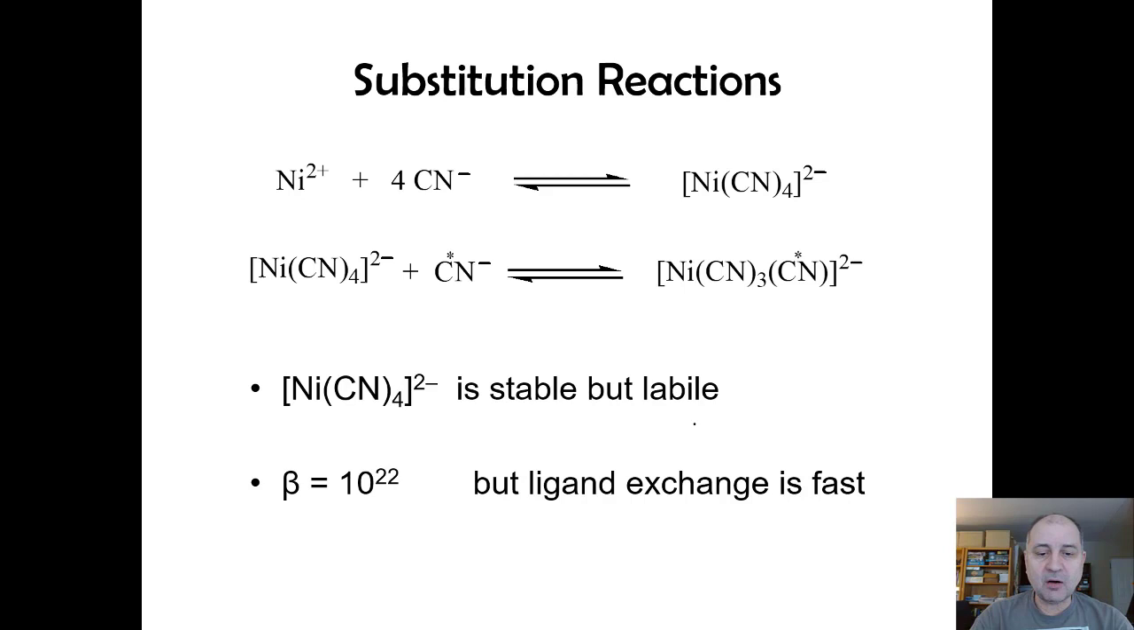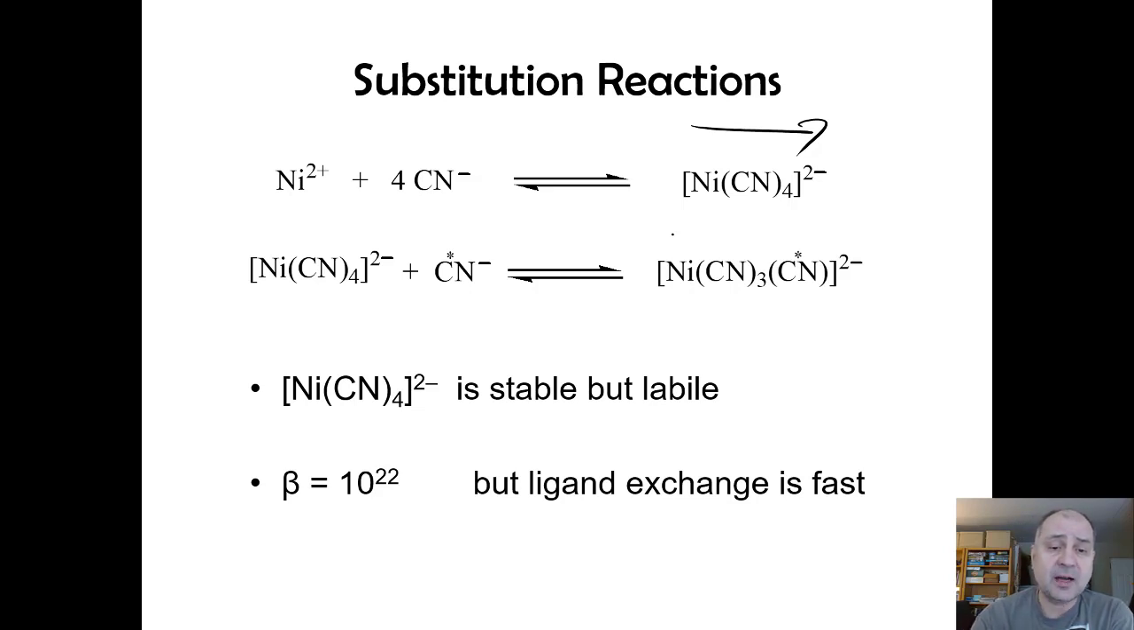Here's an example of the opposite, right? We have a stable but labile complex. So tetracyanonickel(II) is stable, so that means the K is very large here. We have the product formation, but it's also very labile, meaning it does actually exchange ligands very, very quickly here, right? But it takes a cyanide ligand back up.